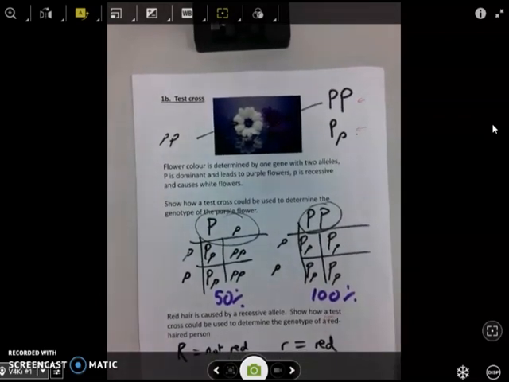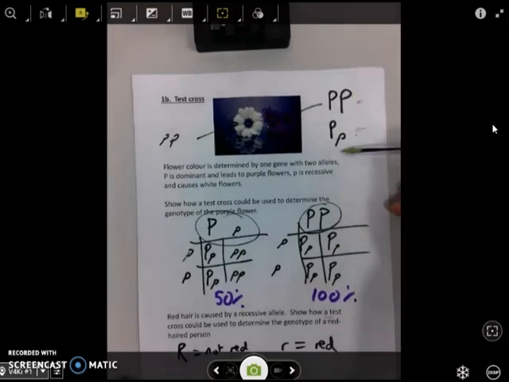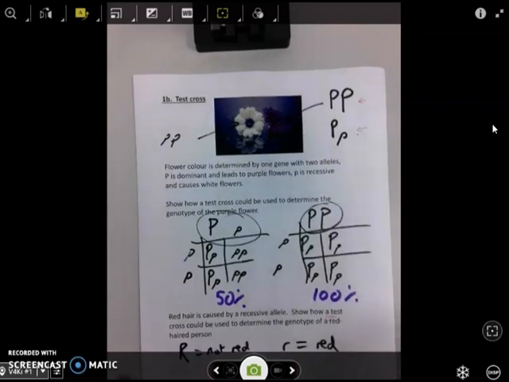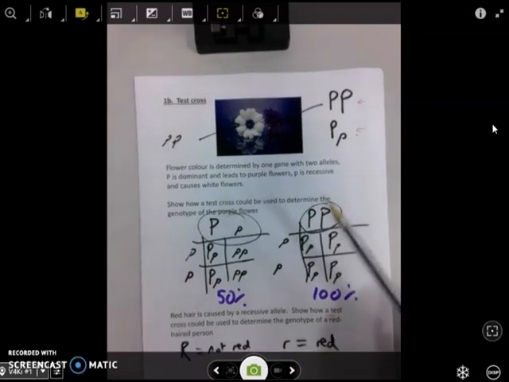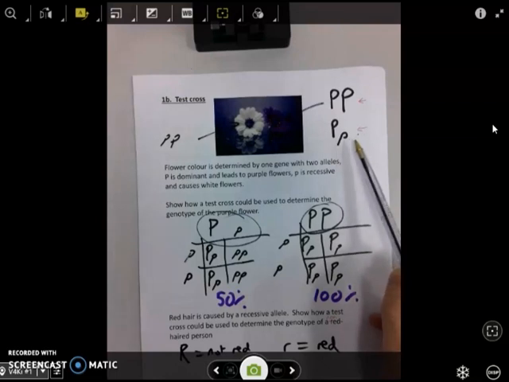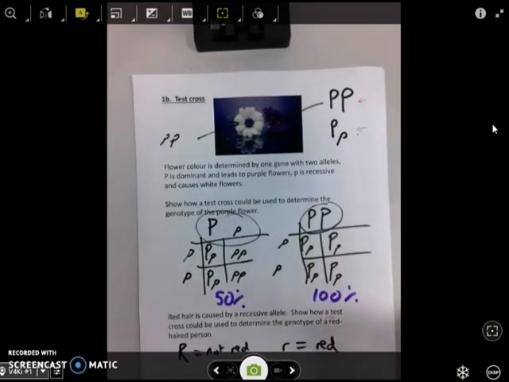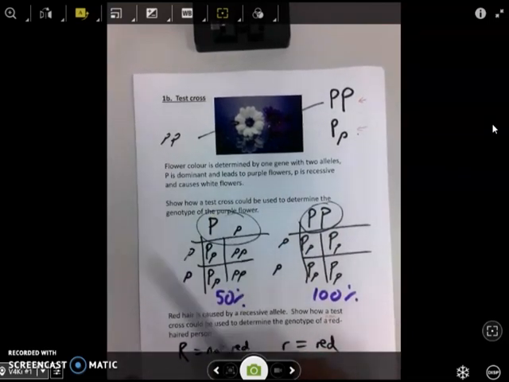A test cross lets you figure out which it's going to be, and it does it always in the same way. In order to find if you've got this allele hiding in there, you have to cross this flower here with a homozygous recessive. If you cross this flower with a recessive, then anything that is recessive and hiding in the genotype of the purple flower will be expressed. So it always works the same with the test cross. You breed it with a homozygous recessive.